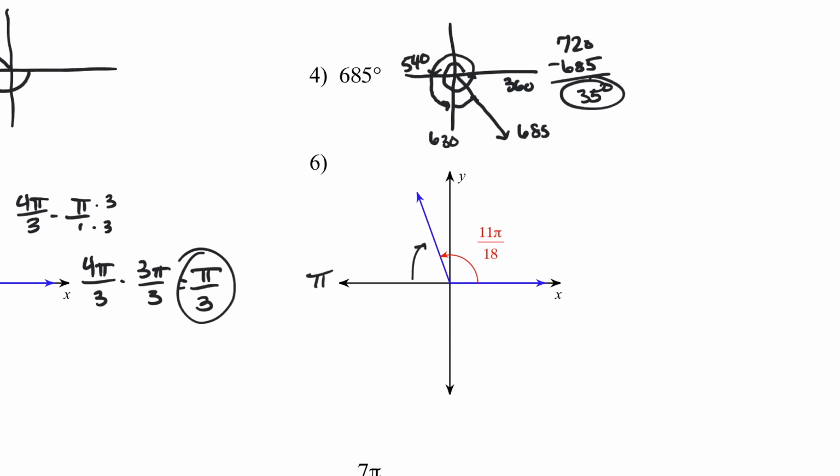The next part is to look at this one. I'm going to say 11 pi over 18, and then it's just like the one before. I'm going to be subtracting pi minus 11 pi over 18.